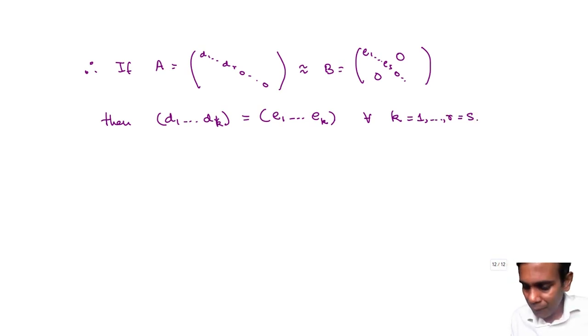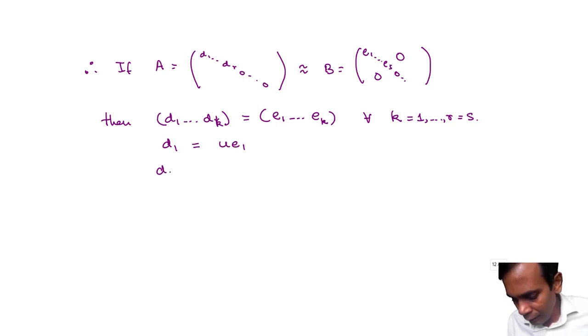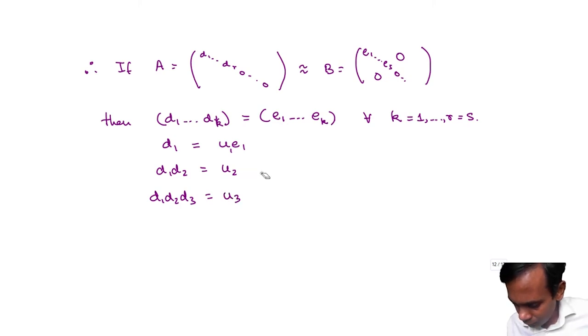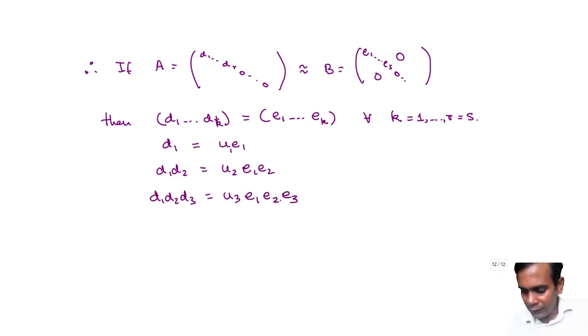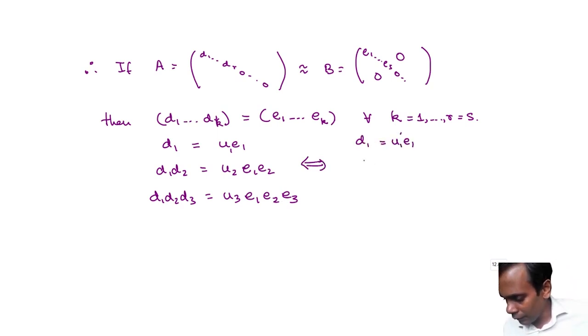Already we see that. And so what this means is that firstly, D1 is some unit times E1, D1 D2 is some other unit times E1 E2, D1 D2 D3 is some other unit times E1 E2 E3. And using these identities, you can also show that D1 is some unit times E1, D2 is some unit, maybe different from this, times E2, and so on.